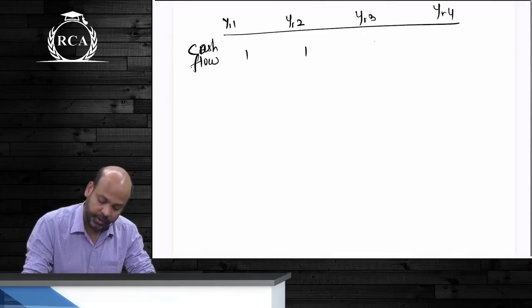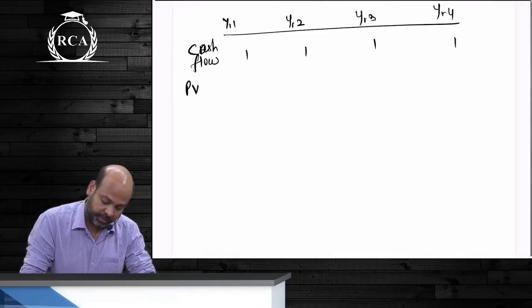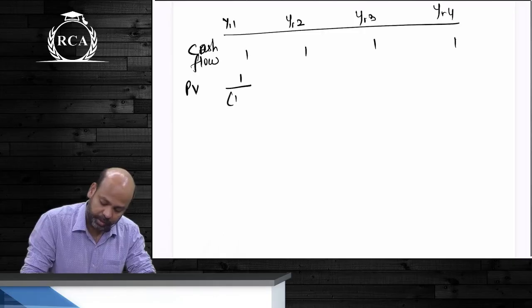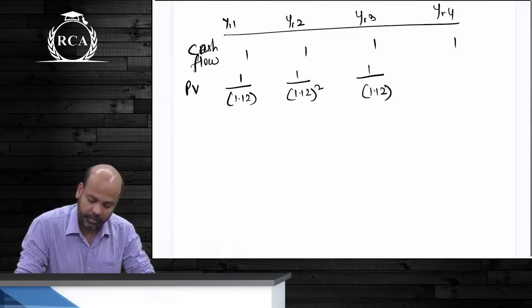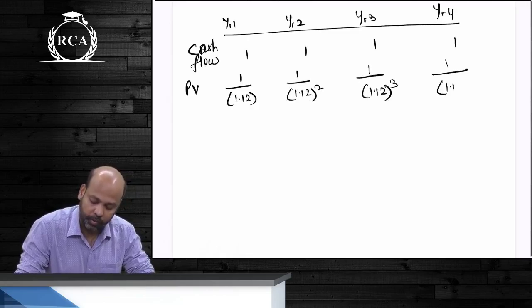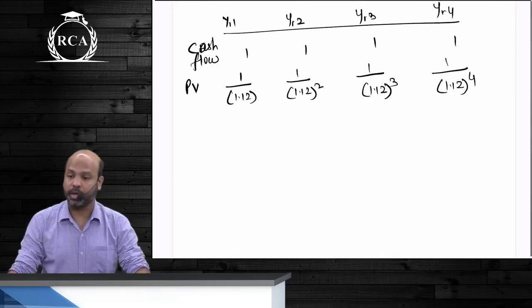We are going to receive ₹1. The present value of the first ₹1 will be 1 divided by 1.12. This will be 1 divided by 1.12 whole square, 1 divided by 1.12 whole cube, and 1 divided by 1.12 whole power 4.